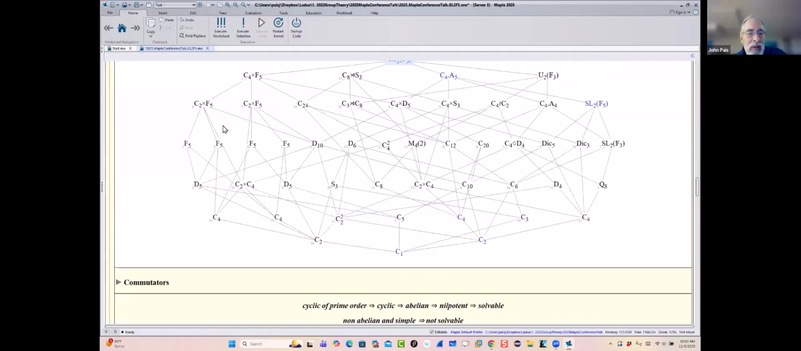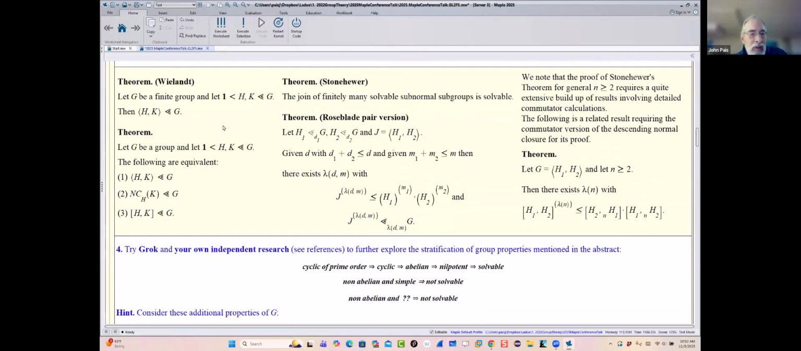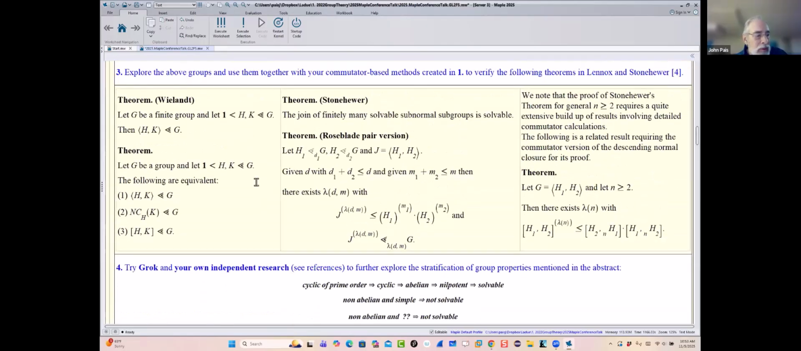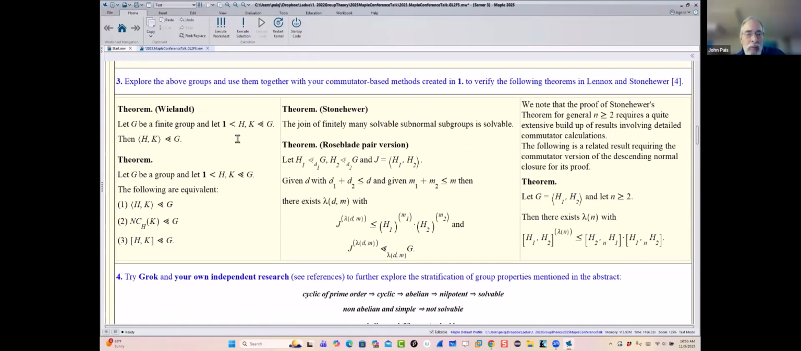Okay, let's go back and continue looking at the other portions of the exploration. So that's the first part of the solvability part of this exploration. And then what they would do next, with the code they have and creating new code, is verify these interesting and useful theorems. And it turns out I won't have enough time to go through all of them.